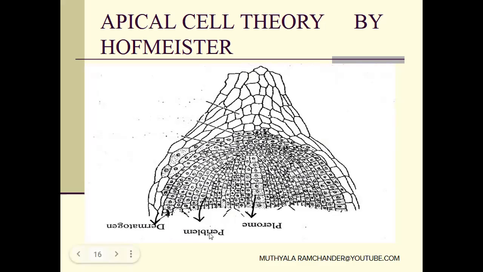They are dermatogen, periblem, and plerome. Dermatogen develops into dermis of shoot. Periblem develops into cortex of shoot. Plerome develops into the vascular portion of shoot. This theory is applicable for Pteridophyta shoot apical cell parts only.